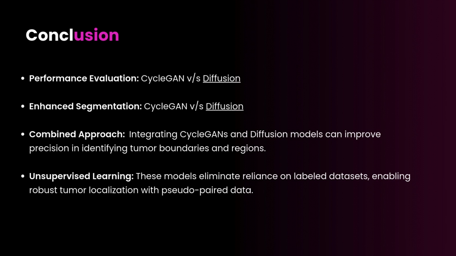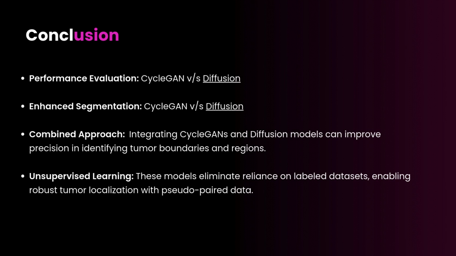After successfully implementing 2 models, we have observed that the combined approach using diffusion is better than CycleGANs in the following areas. The first is the performance evaluation. We can see the diffusion has performed better than the CycleGANs. In terms of enhanced segmentation, the diffusion model excels in refining the segmentation mask and detecting subtle anomalies, addressing the limitation of CycleGANs in specific areas.